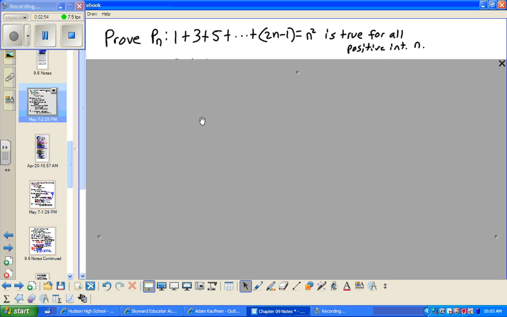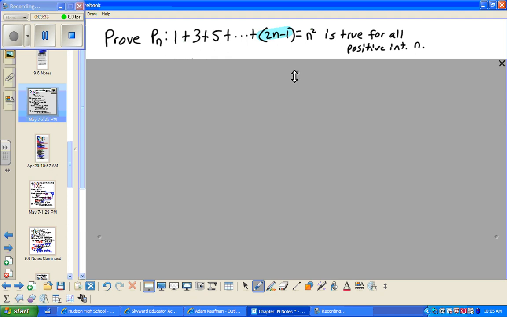We want to prove P sub n equals 1 plus 3 plus 5 plus ... plus 2n minus 1 equals n squared is true for all positive integers n. So basically what you can see here is we have a series, and that 2n minus 1 right here is the rule to get the nth term. And then that's set equal to n squared, which means that if you add all the terms up through n, you'll get a value of n squared. That's our P sub n statement.